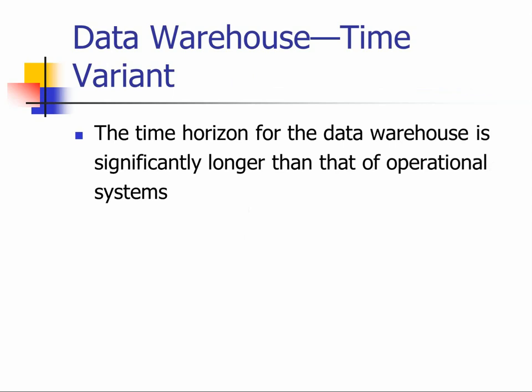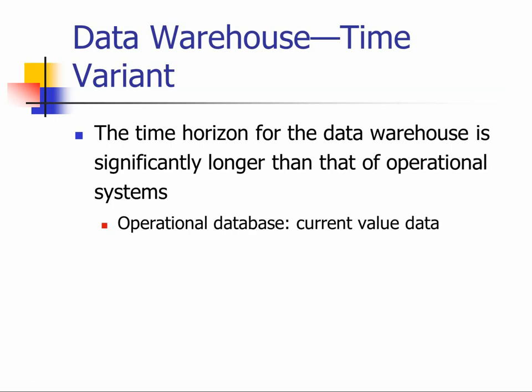It is time variant. The time horizon of the data warehouse is significantly longer than the operational systems. If you are looking at operational systems, you probably want to make sure all of today's transactions are processed successfully, or you want to record some quarterly information and maybe yearly information. However, a data warehouse is not focused on the current value data, because that's what the operational database focuses on.